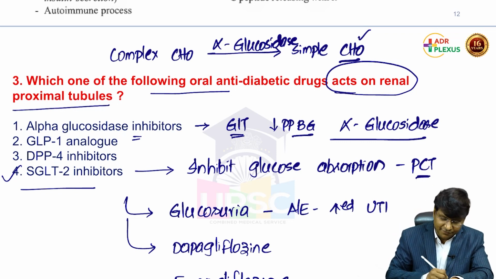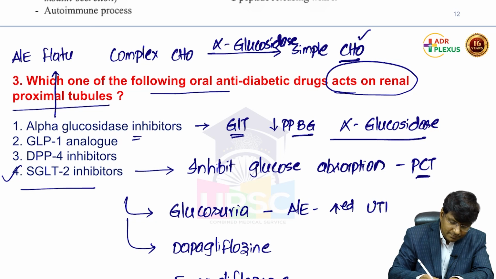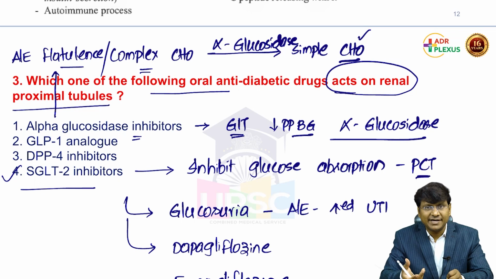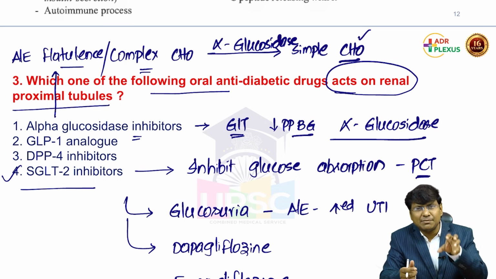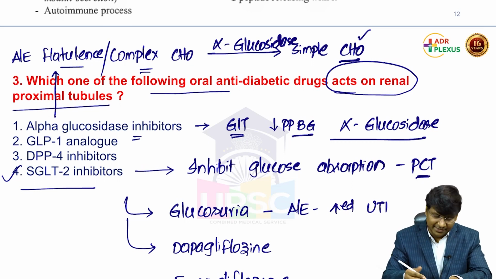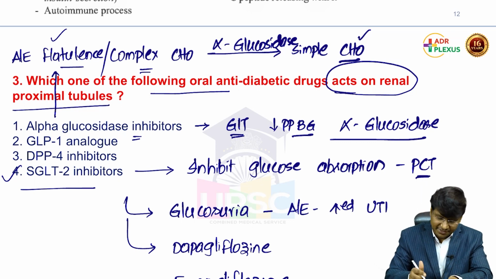And the important adverse effect of these alpha glucosidase inhibitors includes flatulence, right? Why? Because the complex carbohydrates which are not digested get fermented by the gut flora, okay? Because of the fermentation by the gut flora, an excess amount of gas is produced within the gut lumen, and that results in the development of flatulence. So that is about the alpha glucosidase inhibitors.